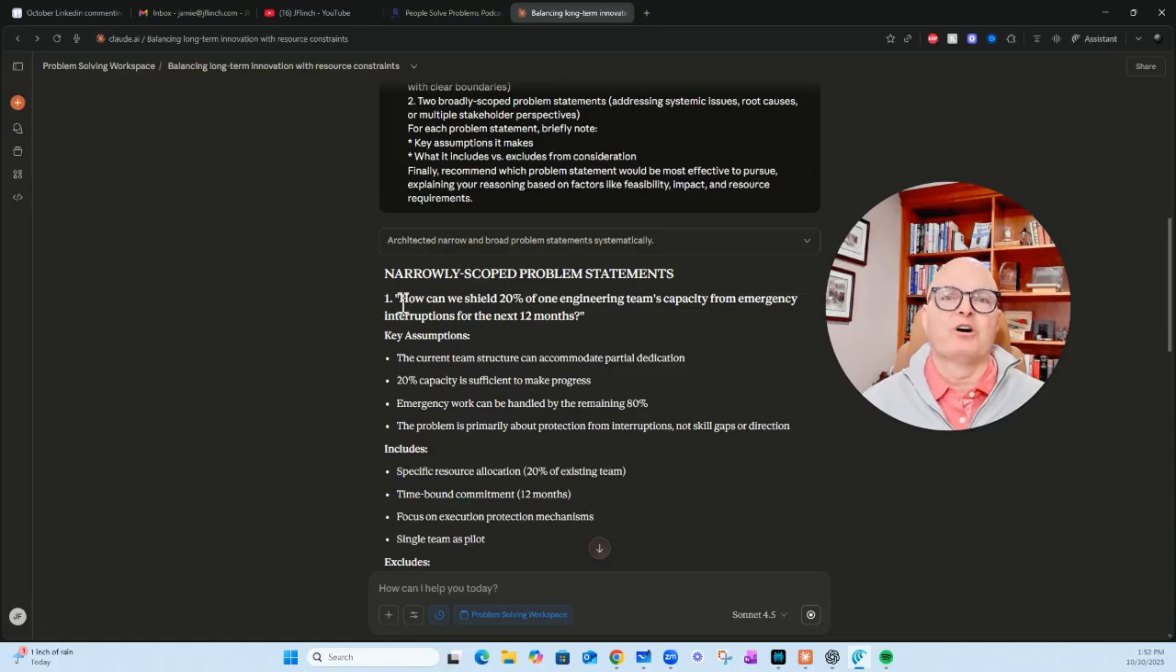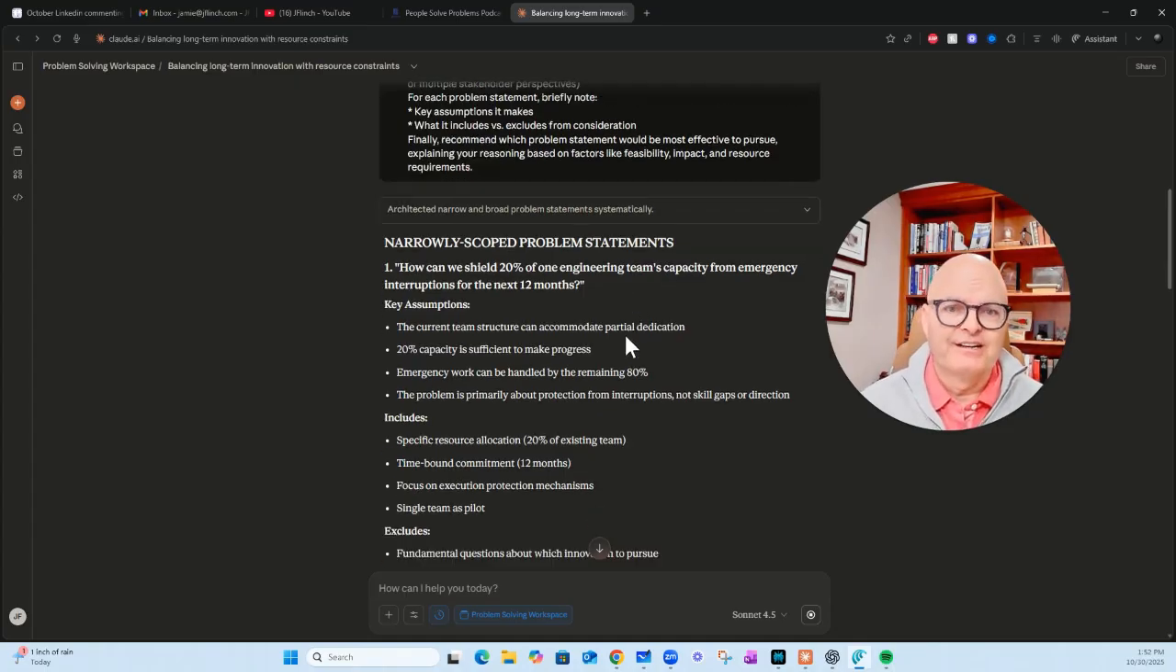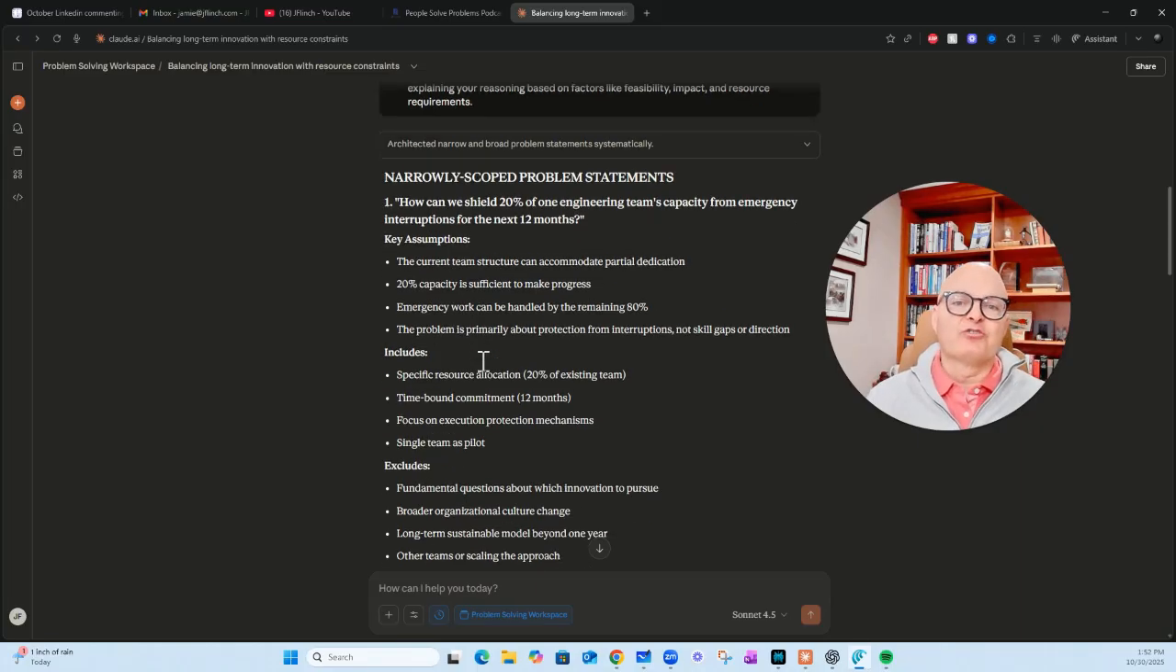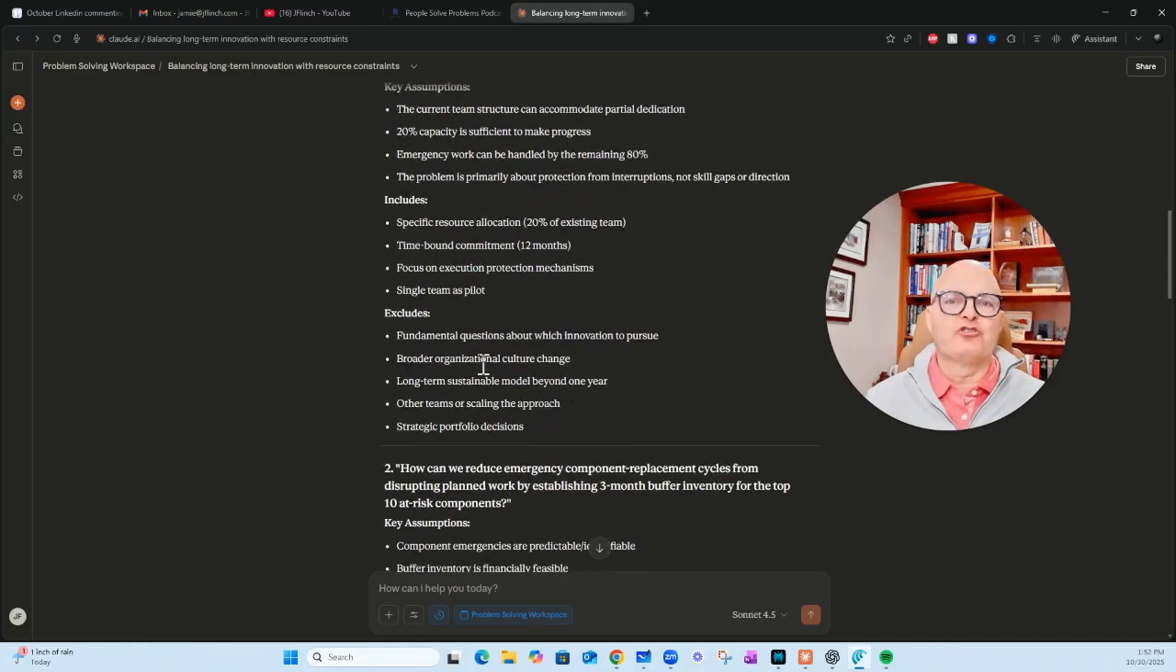So here we got a narrow one, right? How can we shield 20% of an engineering team's capacity from emergency interruptions for the next 12 months? So absolutely, it's picking a direction as it's headed down, right? It assumes that if we just eliminate that one constraint or imposing factor on our system, because the system is complicated, we've got to start somewhere, that we will make some progress. I might feel that's a little too narrow and leaves a little too much out, and you can see it excludes a whole bunch in the process.